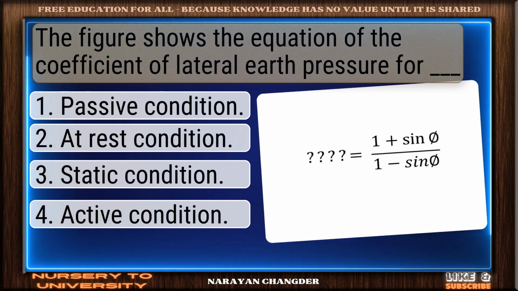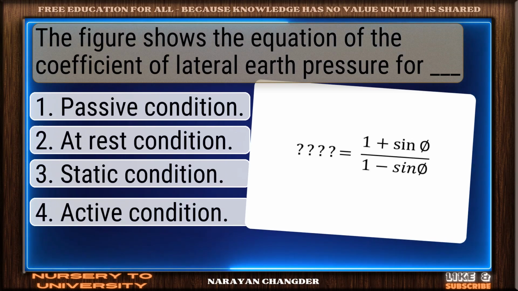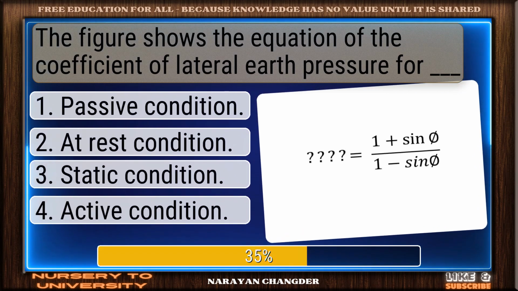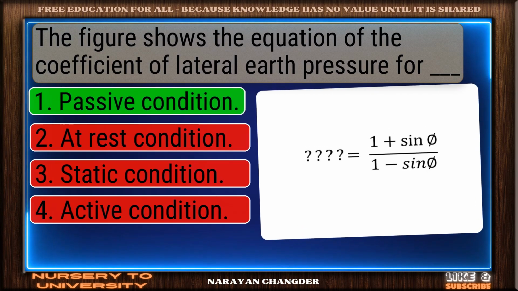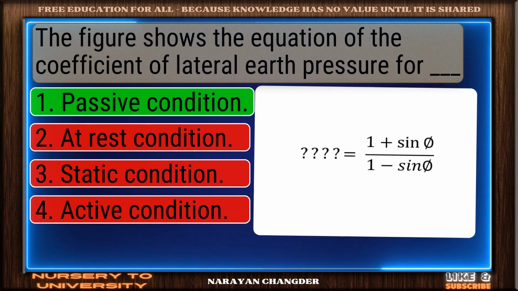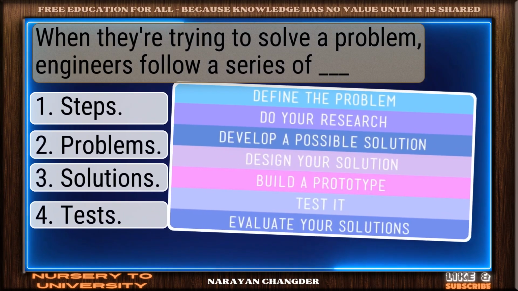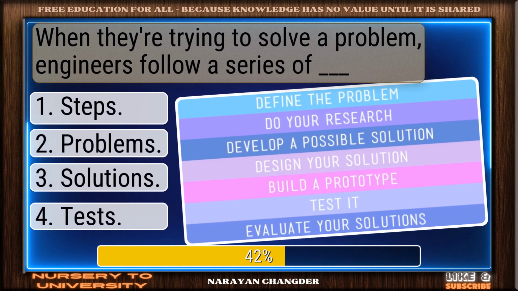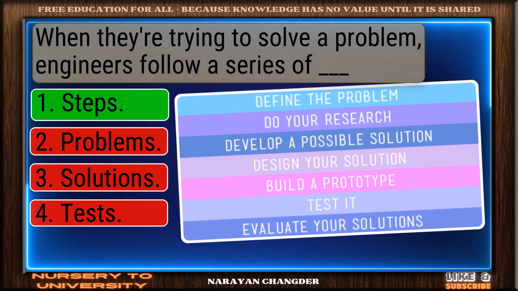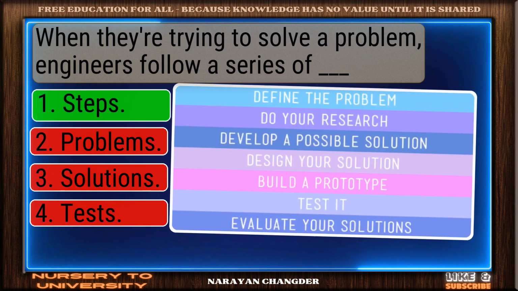The figure shows the equation of the coefficient of lateral earth pressure for dash. Solid response. Passive condition is a valid choice. When they're trying to solve a problem, engineers follow a series of dash. Correct steps is the right answer.